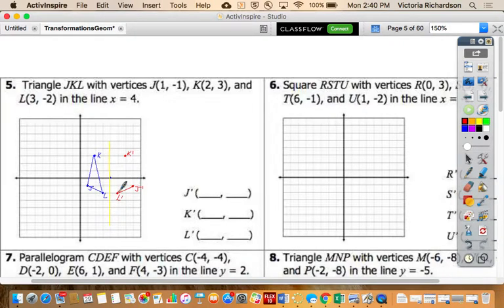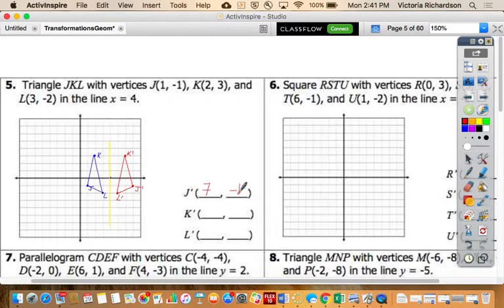I connect the dots. And I have reflected the pre-image, JKL, across the line x equals 4. And I've gotten a new image, J prime, K prime, L prime. Now we need to find the ordered pairs for this. So we start with J prime. And so J prime is here, so I have to count 1, 2, 3, 4, 5, 6, 7, and down 1. So my new point here is 7, negative 1.